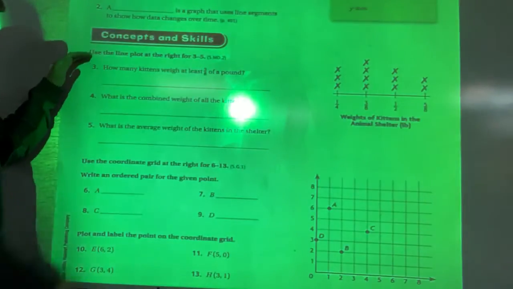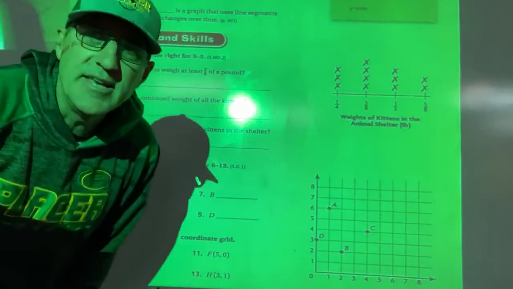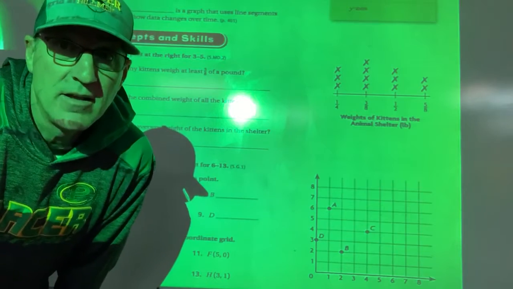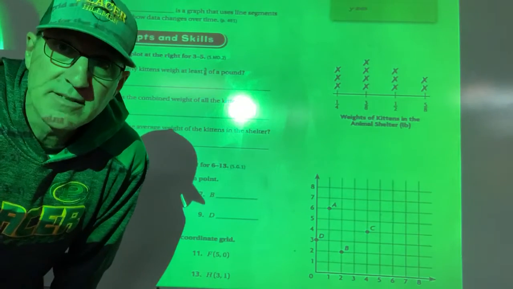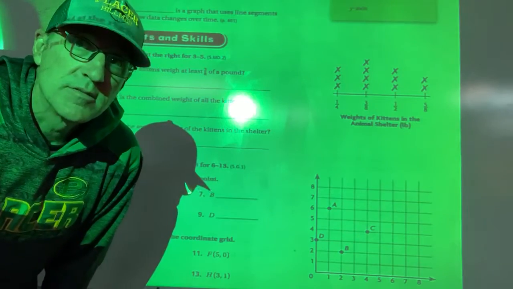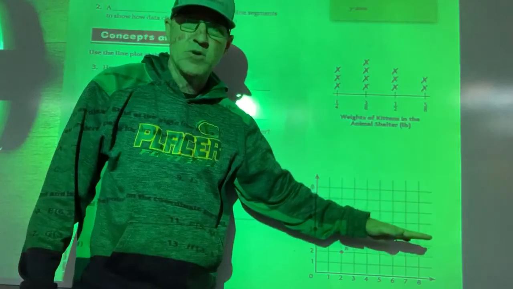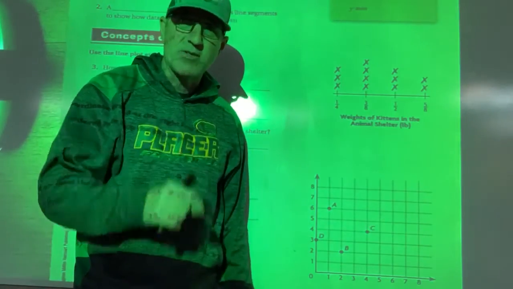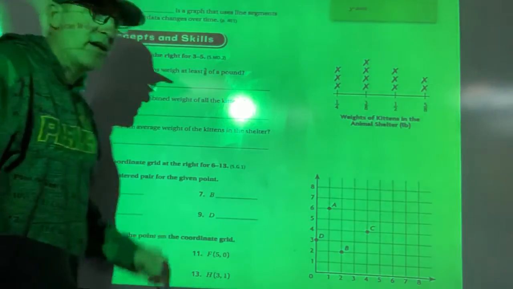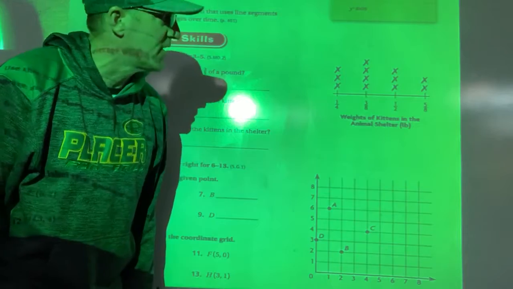Use the line plot at the right for 3 to 5. So how many kittens weigh at least 3/8 of a pound? At least 3/8. Think about that. Is that more than 3/8, less than 3/8, or is it 3/8 or more? It's probably going to be 3/8 or more, so I got to start here and count them all up, okay? At least 3/8 means they weigh 3/8 or more. What is the combined weight of all the kittens? I've got to add up the weight of all of the kittens.